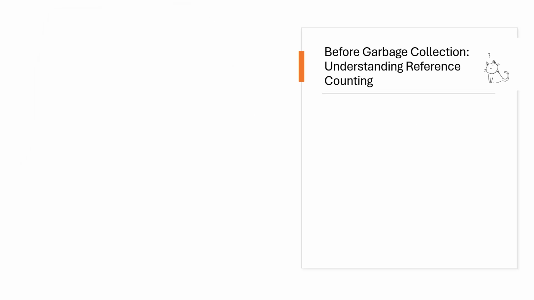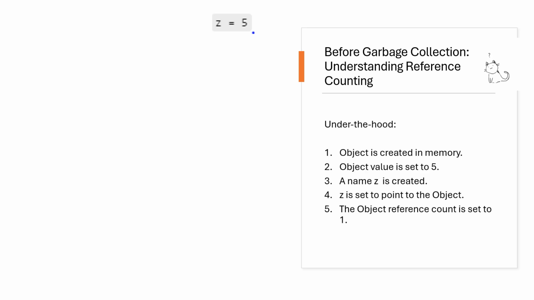Before we get into Python's garbage collection, let's first look at reference counting. Every object in Python has a reference counter, which tracks how many variables are pointing to that object in memory. For example, when I create variable z and assign it the value 5, Python creates an object in memory to store that value. The value of this object is 5, and the reference counter is set to 1.